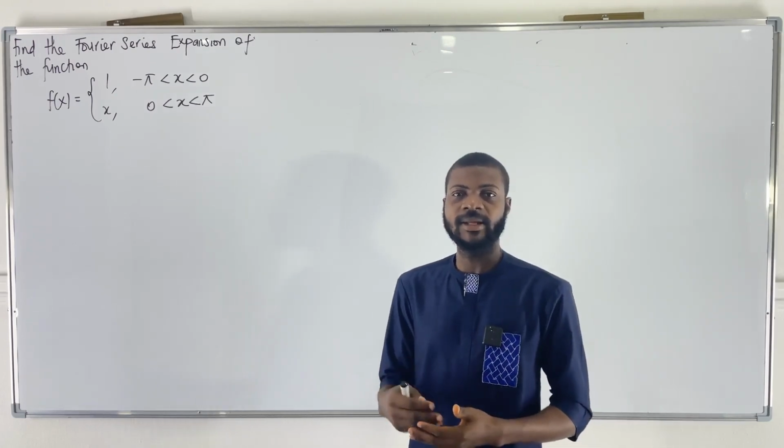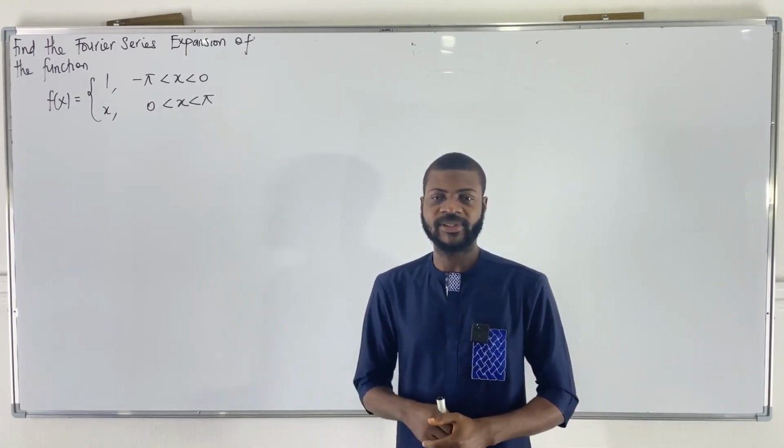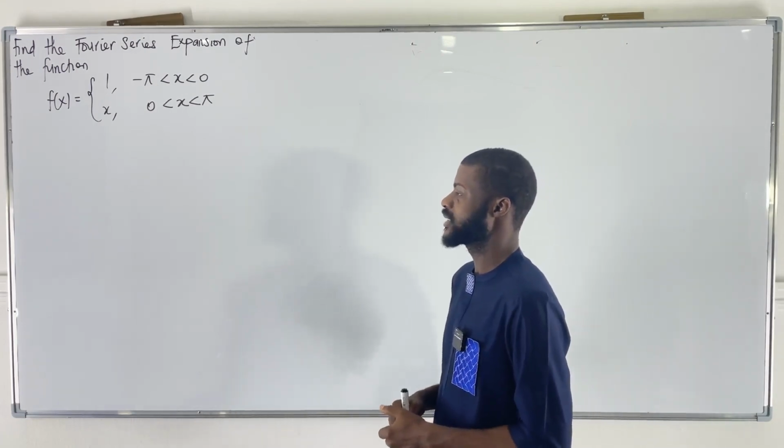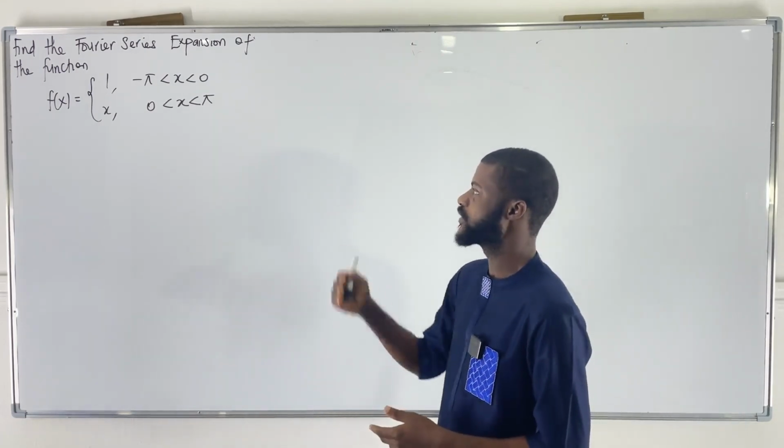So for a start, remember that when dealing with Fourier series, you need to find the Fourier series coefficients. So that's A naught, A sub n, and B sub n. Let's get started with A naught. To find A naught, it's actually an easy one. The period here is 2 pi.